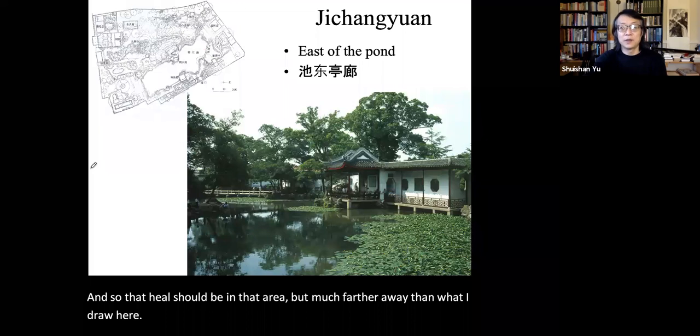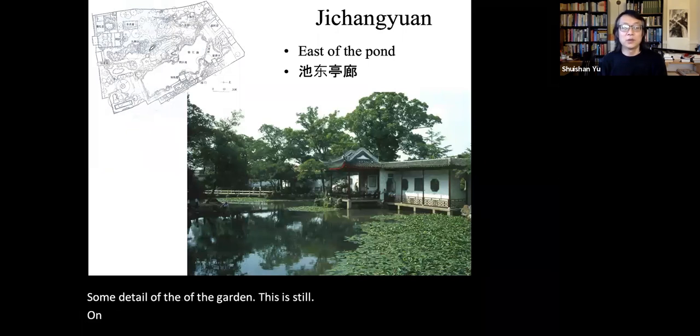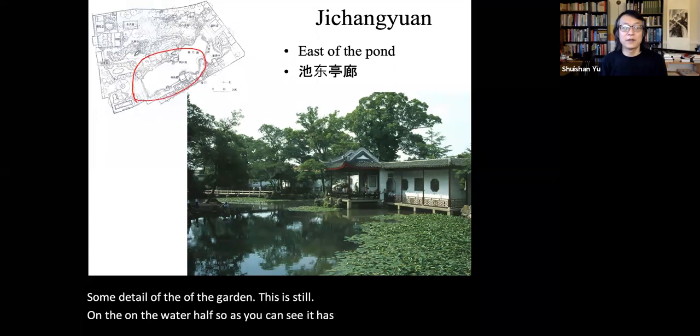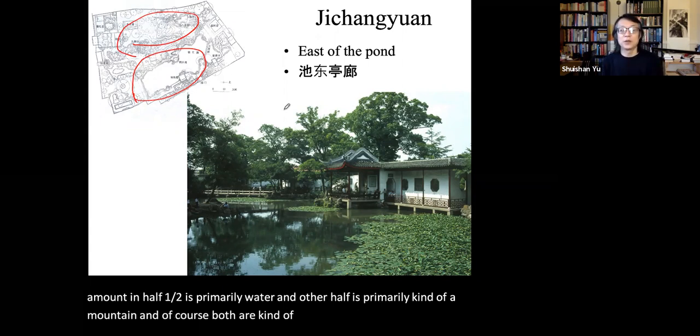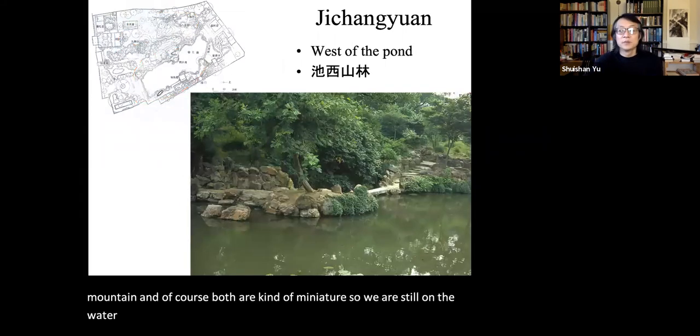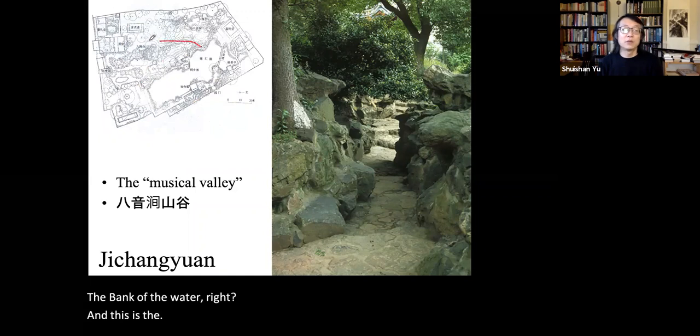Some detail of the Jichang garden. This is still on the water half. So as you can see, it has a water half and it has a mountain half. Right, one half is primarily water, another half is primarily kind of a mountain, and of course both are kind of miniature. So we are still on the water side. The bank of the water, right? And this is a path among those rocks.